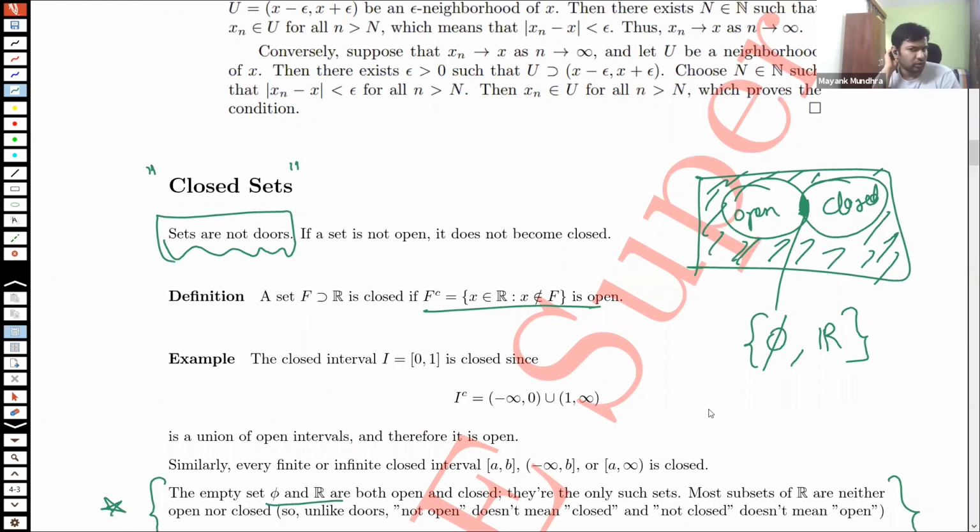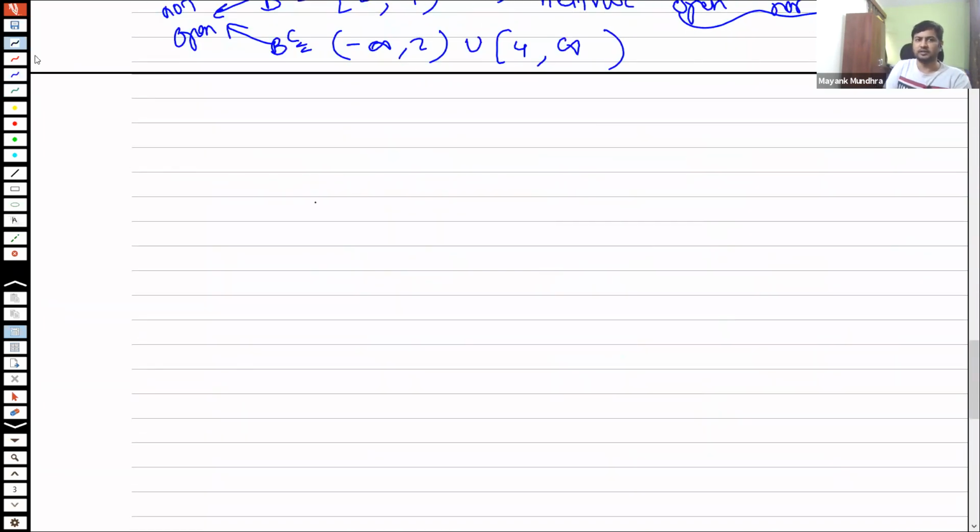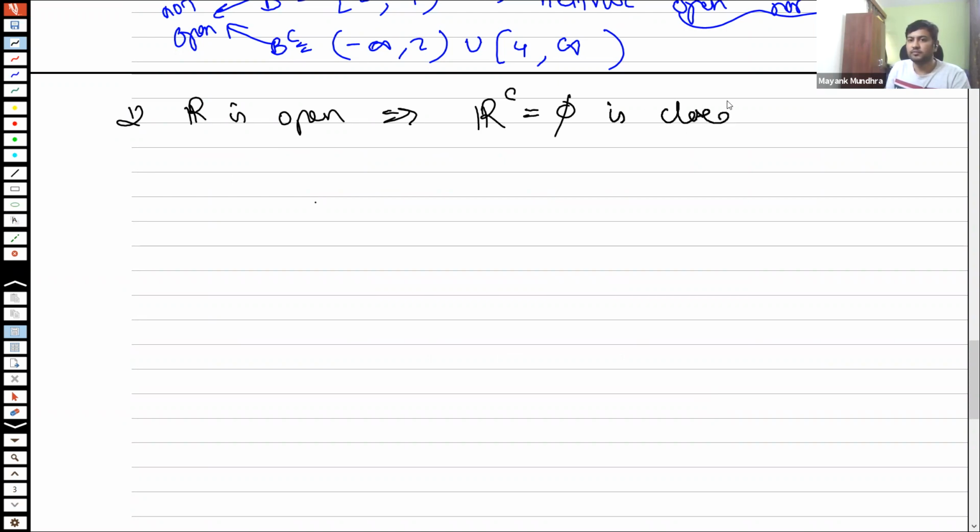So these are both open and closed. Checking that R is open is very easy. R is open because if you take any element in R, you can construct an interval around it. So this is pretty straightforward, which basically gives that R complement, which is the null set, is closed. The second part is R is closed, which implies that phi is open.